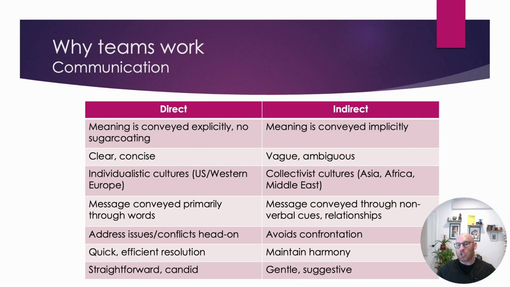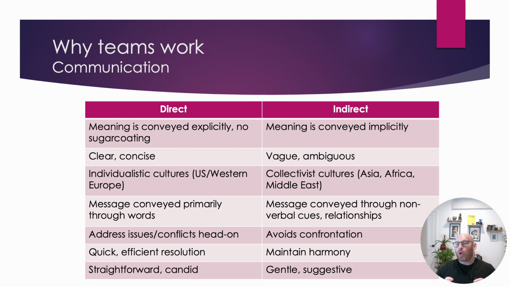A direct communication style is more prevalent in individualistic cultures like the US and many Western European countries. An indirect communication style is more prevalent in collectivist cultures like many Asian, African, or Middle Eastern countries. In a direct style, the message is primarily conveyed through words and context is less important. But in an indirect style, nonverbal cues, contexts, and the relationship between the communicators are often as important as the words themselves.